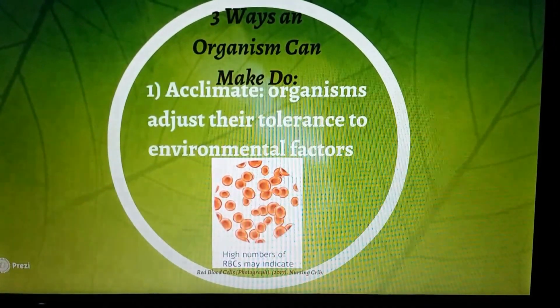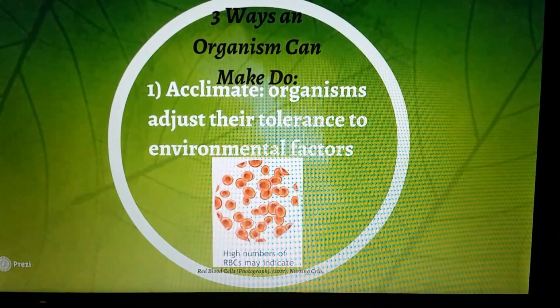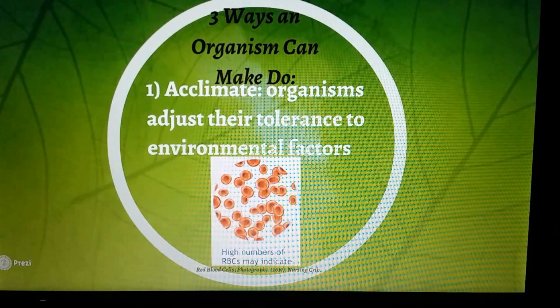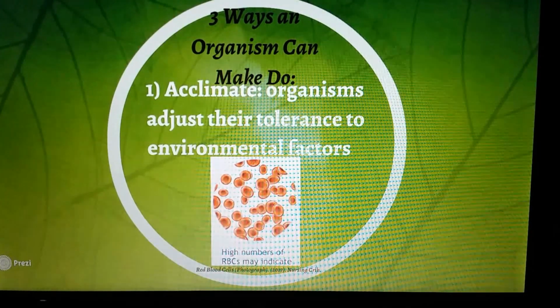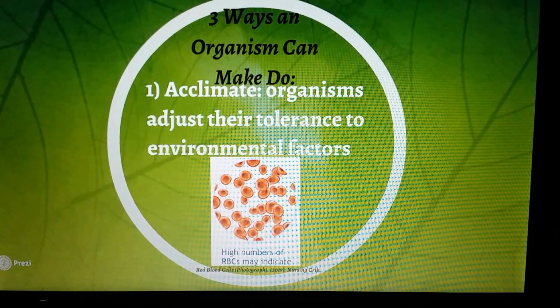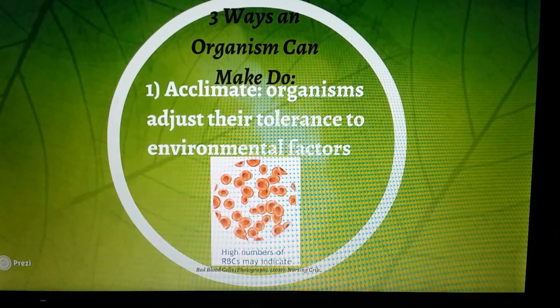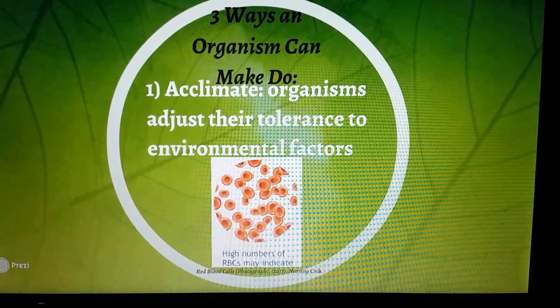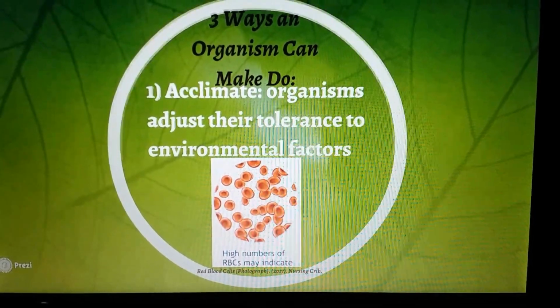All right, so there's 3 ways organisms can make do. The first is to acclimate. So that means that organisms adjust their tolerance to environmental factors. So an example of that is when humans and birds, that's what we're going to use for our example here, birds, when they increase elevation, their red blood cell count increases.